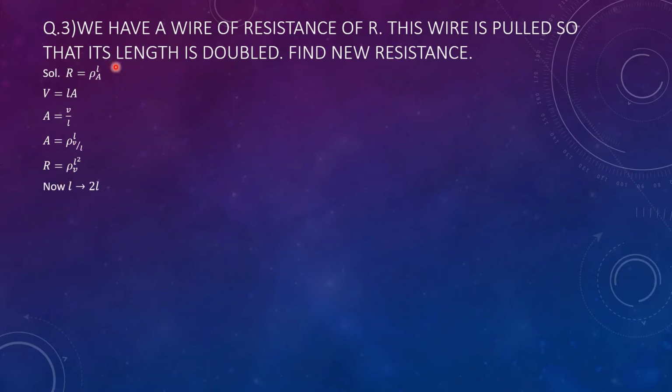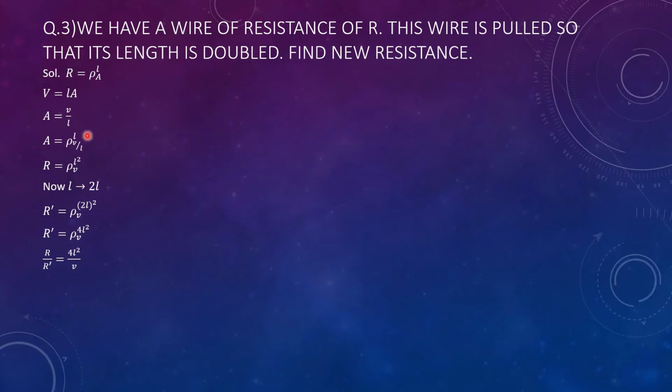Now its length is doubled. In place of L, it will be written as 2L. According to question, length becomes twice. L replaced by 2L. And on squaring, 2L square becomes how much? 4L square. New resistance, suppose R dash, rho as it is, 2L whole square upon V. On squaring 2L we get 4L square. The new resistance equal to resistivity 4L square upon V.